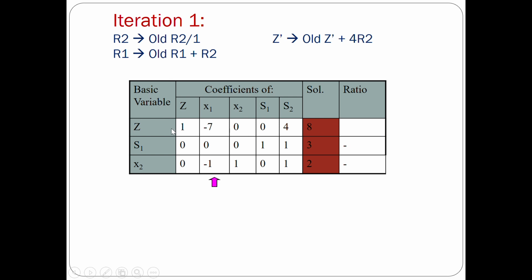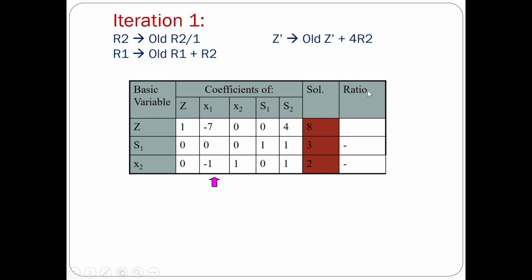Next we are checking for the optimality condition. If there is any negative element in the Z function row, that means the optimality condition is not reached. So we have to perform the same procedure again. We have to choose the most negative number here. The most negative number is -7 and the corresponding column is the key column, and the corresponding variable will be the entering variable. And to find the leaving variable, we have to calculate the ratio.